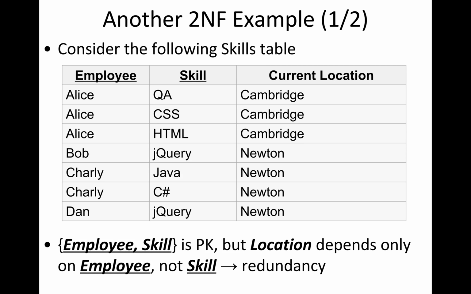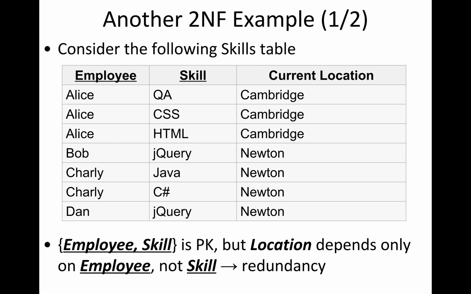So here's another example where we have employees and we have skills, and indeed we have a table that has a compound key, which is employee and skill. The combination of employee and skill has to be unique. It would make no sense for Alice to have the same skill repeated multiple times, which is why we make the combination unique. Alice can know HTML only once, or Alice can have the skill of CSS only once.